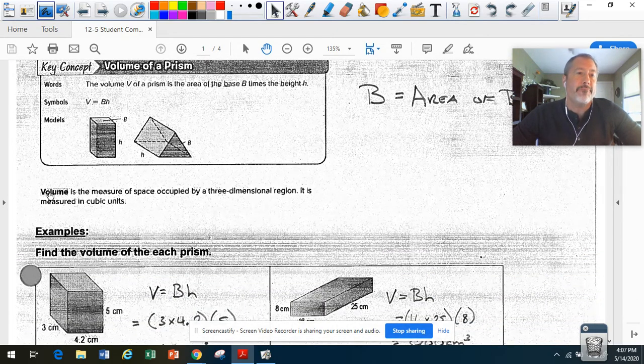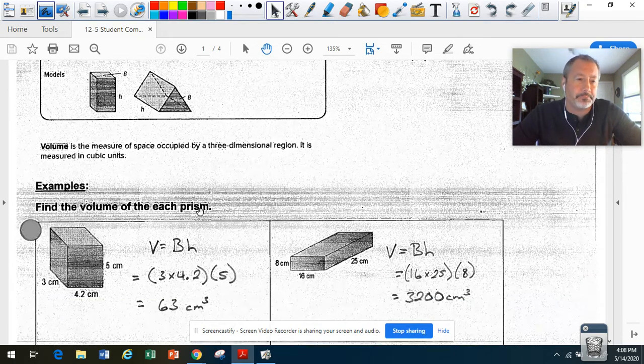It says that the volume is the measure of space occupied by a three-dimensional region. It is measured in cubic units. Now, what I mean by this is that our units are going to be cubed, not the numerical answer, but the unit itself, whether it's centimeters, meters, or inches. That unit of measurement there will be cubed. So let's look at some examples here.